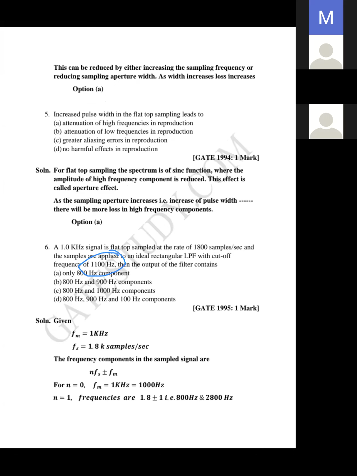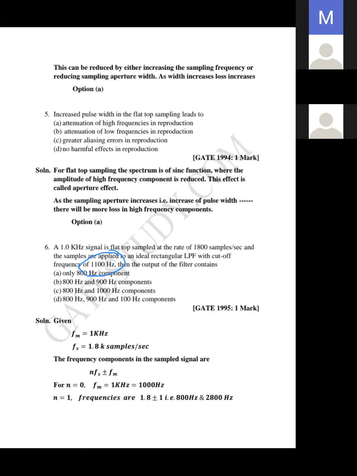Now in the given problem, they have given the cutoff frequency, because for any sampling, only the components below the cutoff frequency will be available. We need to consider those components only and neglect the others. Comparing all 5 values, the values present below 1100 hertz are the desired answer. For n is equal to 0, we have 1000, which is less than 1100 hertz. This is the desired answer. Then for n is equal to 1, we got 800 hertz. This is also desired, and 2800 can be omitted.